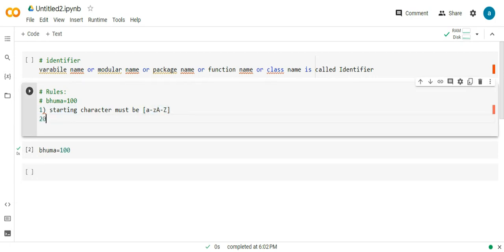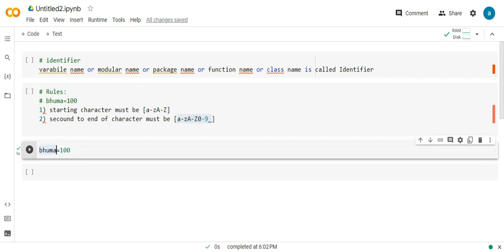Second one: second to end of the character must be small a to z, capital A to Z, or 0 to 9. Underscore will be allowed as well. These are all allowed. For example, from the second character to the end, the characters must be small a to z or capital A to Z, 0 to 9, or underscore. Only those characters will be allowed.